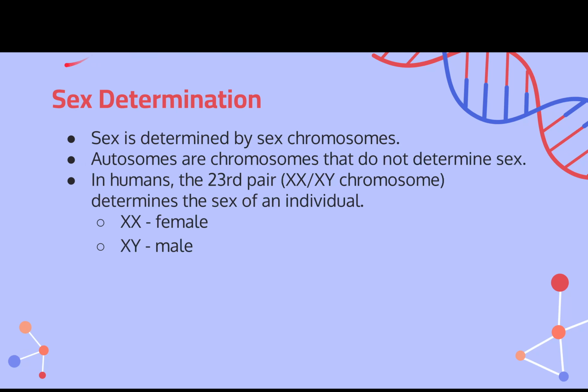However, us and chimpanzees, like I said, are fairly similar. Okay, sex determination. Now, this is very important especially when we're talking about sex-linked diseases, but in general, sex is determined by the sex chromosomes, which in humans is the 23rd pair. Autosomes are chromosomes that do not determine sex. So we have autosomes and sex chromosomes, which are the two different types, which is why we have autosomal diseases and sex-linked diseases, and we'll go more into that later on.